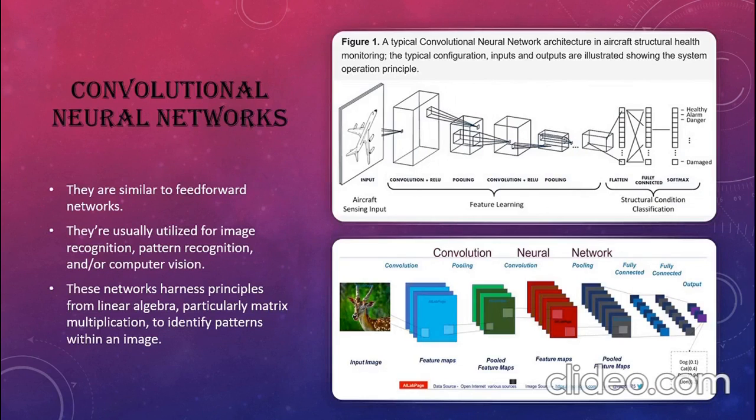Convolutional neural networks, CNNs, are similar to feed-forward networks, but they are usually utilized for image recognition, pattern recognition, or in computer vision. These networks harness principles from linear algebra, particularly matrix manipulation, to identify patterns within an image.